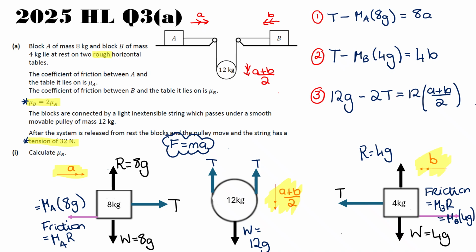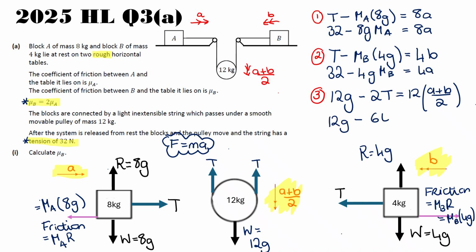So let's put in the tension. So that's 32 minus 8g mu a, and that equals 8a. And here we get 32 minus 4g mu b is equal to 4b. And here we get 12g minus 64 is equal to, and I'm going to tidy that up as 6a plus b to get rid of our fraction.